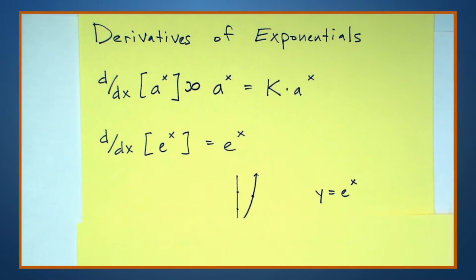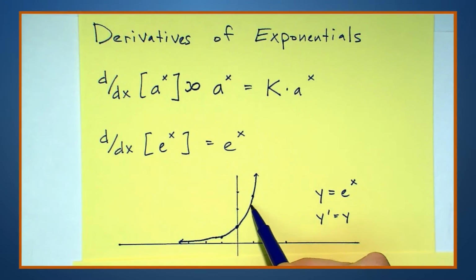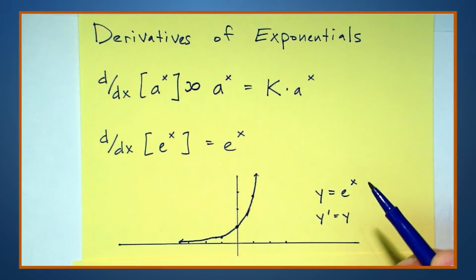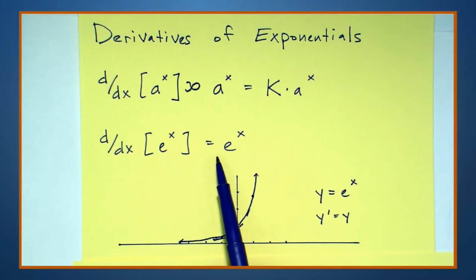One way of saying what that means, that the derivative of e to the x is e to the x, is if you look at the graph of the function y equals e to the x, then y prime equals y. In other words, the height of this function is always equal to the slope. So where the height of the function is 2, the slope is 2. Where the height of the function is 1, the slope is 1. Where the height of the function is 1/2, the slope is 1/2. Pretty incredible.